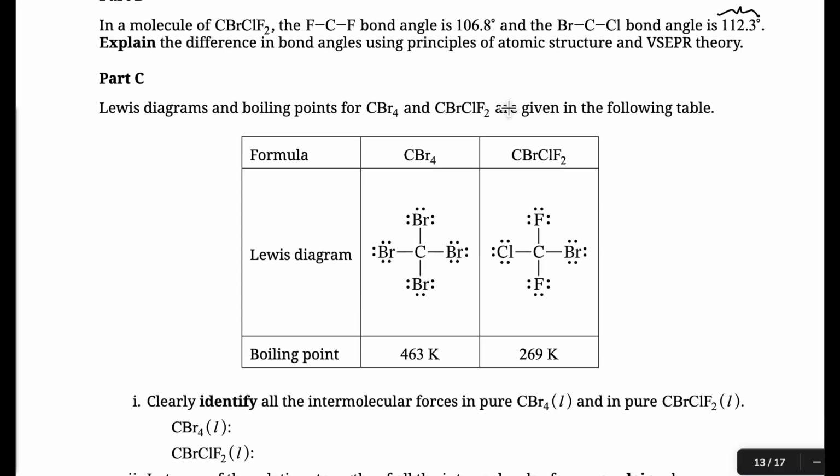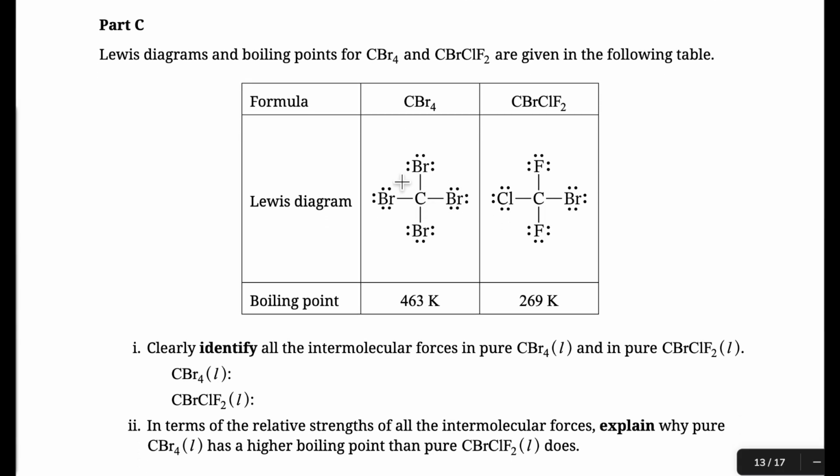Part C says Lewis diagrams and boiling points are given in the following table. Clearly identify all the IMFs present in both of these. So this molecule right here is non-polar because all four of these are the same atom. They have the same electronegativity. So the only thing here is LDFs, London dispersion forces.